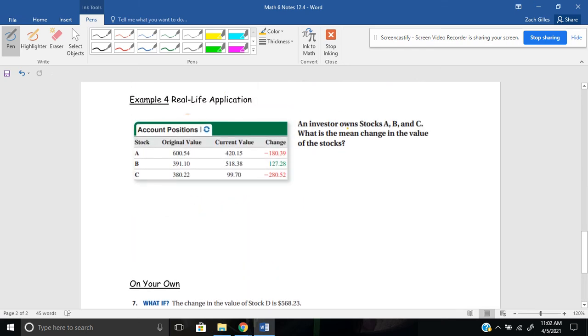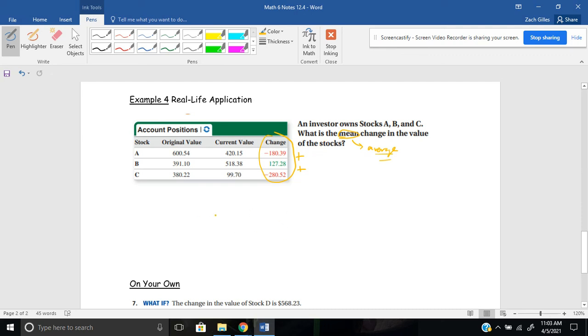It says an investor owns stocks A, B, and C. What is the mean change in the value of stocks? Mean would be average. Okay, and we're looking at the mean change. So we'll be looking at our last category here. To find the average, we add up our data points, or here are 3 stocks, and then we divide by how many there are. So we divide by 3.